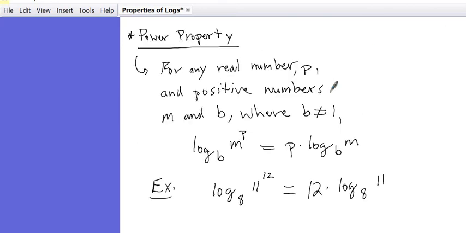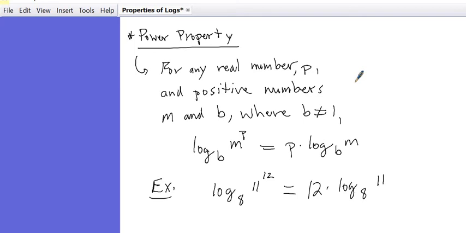The next property, and this is the last property today, is called the power property. Go ahead and copy this down. The power property comes in very handy for lots of different simplifications of logs. We're going to use it here in just a few minutes. It says for any real number p and positive numbers m and b, where b is not equal to 1, the log base b of m to the p exponent equals p times the log base b of m.